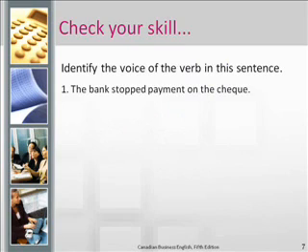Let's take some time now to check your skill. Identify the voice of the verb in the following sentence. The bank stopped payment on the check. The important thing to do is to determine what is the verb, and then to determine what is the subject, and then make a determination. Is the subject controlling the verb, or does the verb seem to be controlling the subject? The verb in this case is the word stopped, and the subject is bank. The bank stopped. This is an active voice. The bank is stopping the payment.